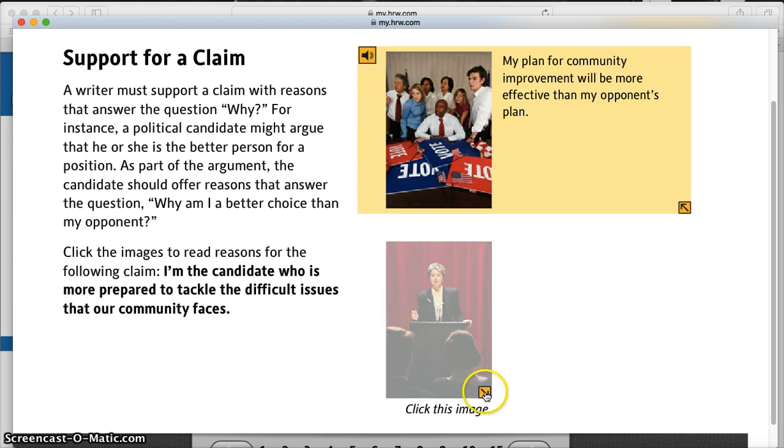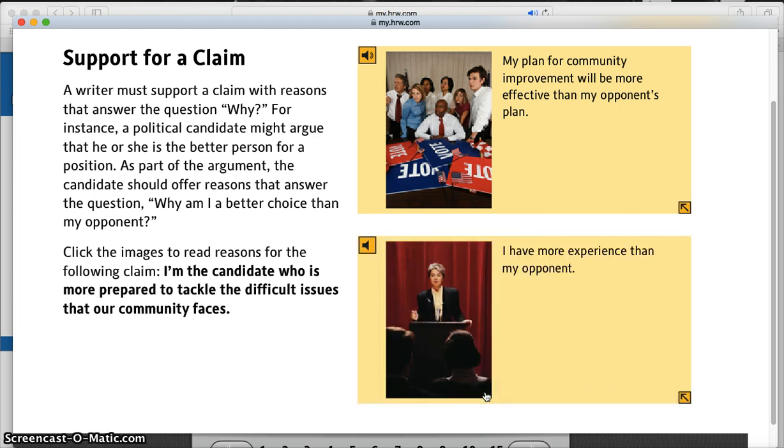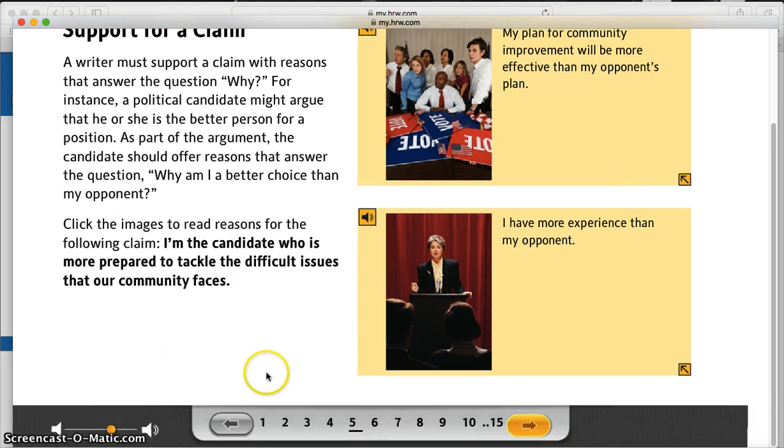"I have more experience than my opponent." So both of these are reasons, but if you're wondering what they're lacking, it's evidence. What they would follow up with in their speech or their commercial or their editorial is evidence that proves exactly what experience do you have or what is your plan and how will it be effective.